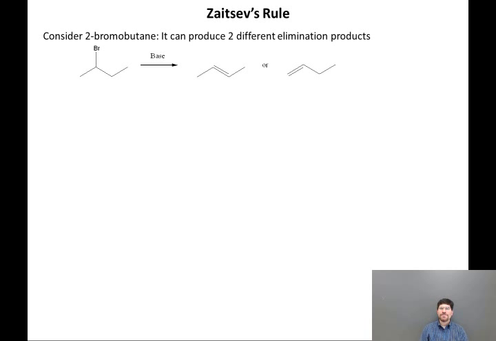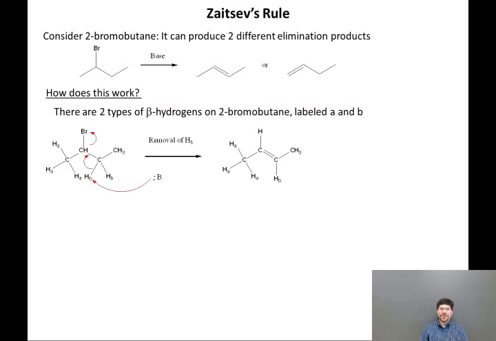You can have 2-butene with the double bond between carbons 2 and 3, or you can have 1-butene with the double bond between carbons 1 and 2. Okay, so how does this work?